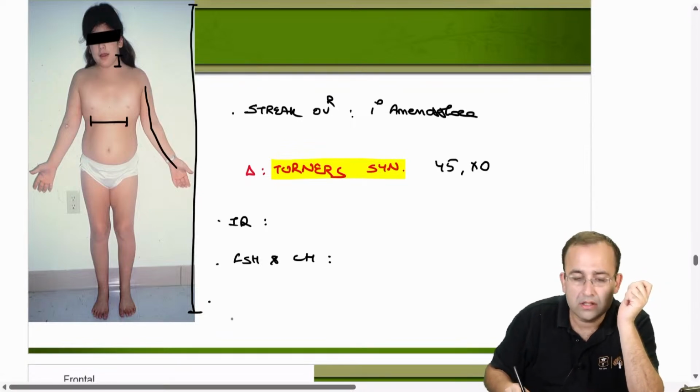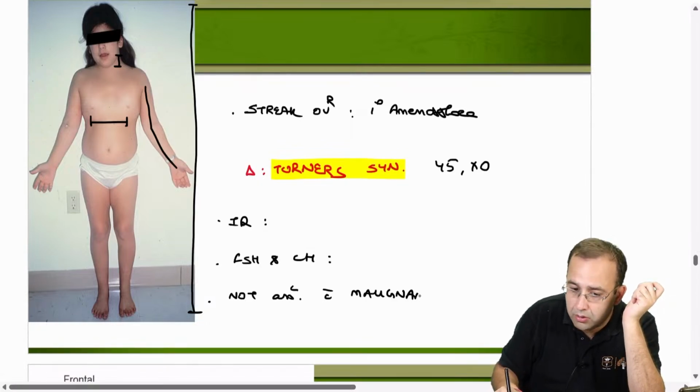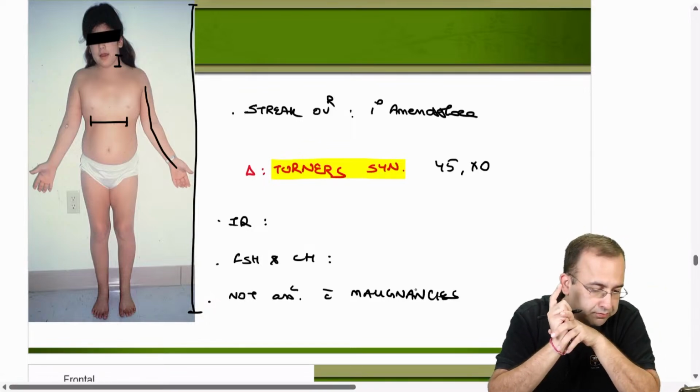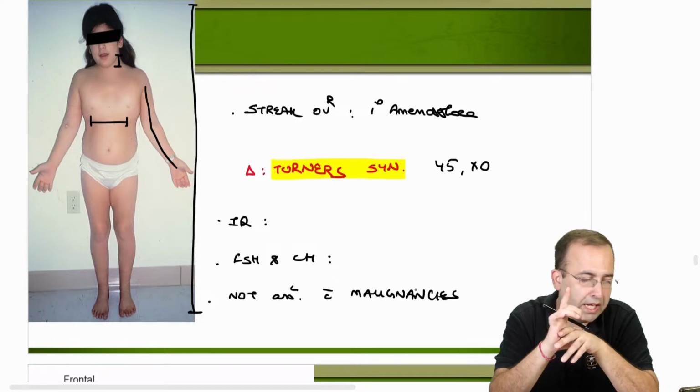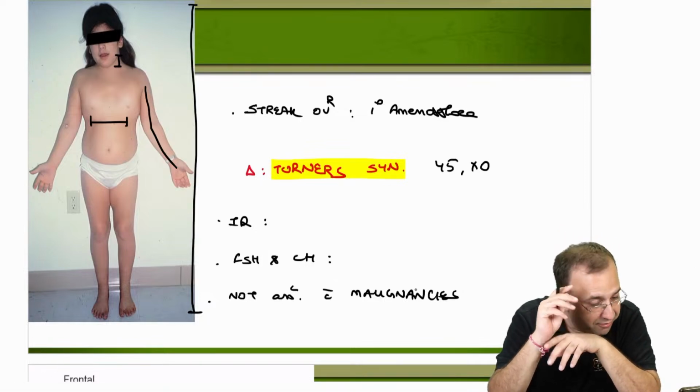Third, Turner syndrome, but this is a fact that it is not associated with malignancies. Down syndrome was associated with malignancies, not Turner's. So let's start with IQ. Low, normal, high.